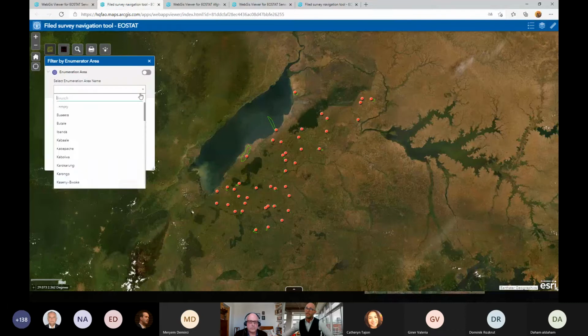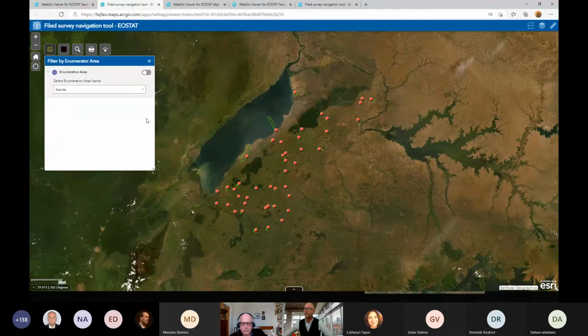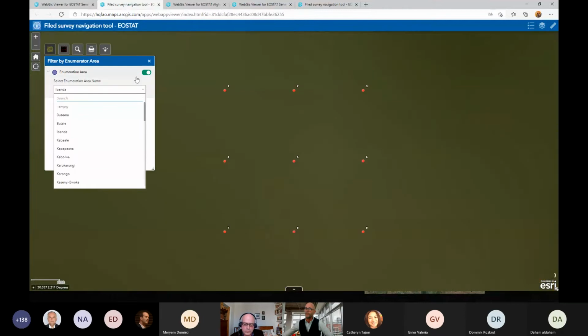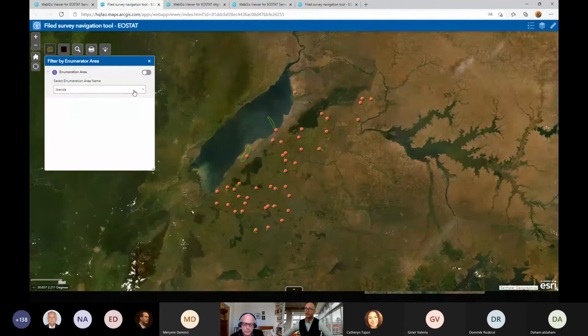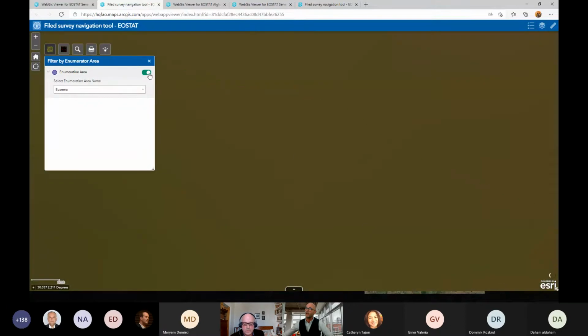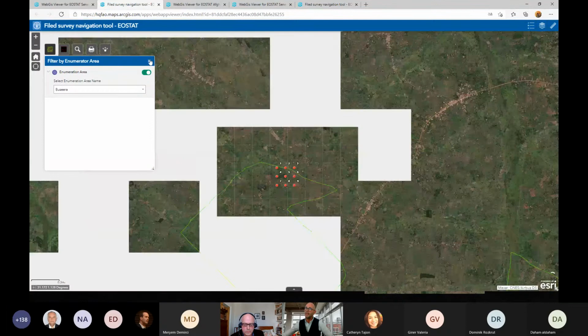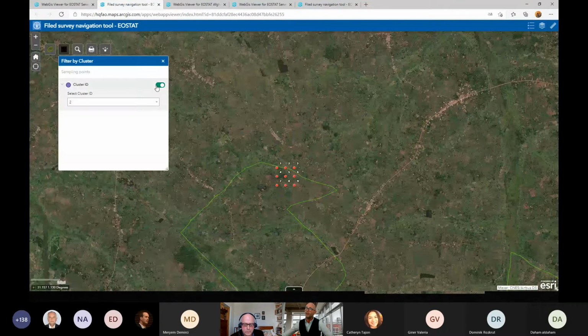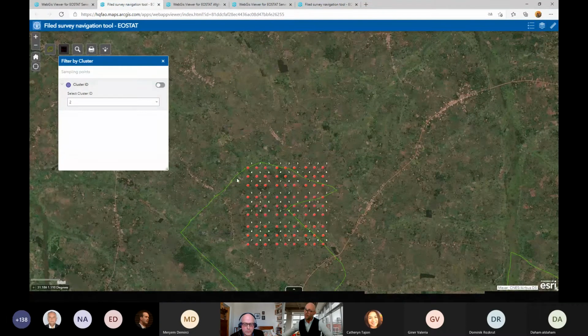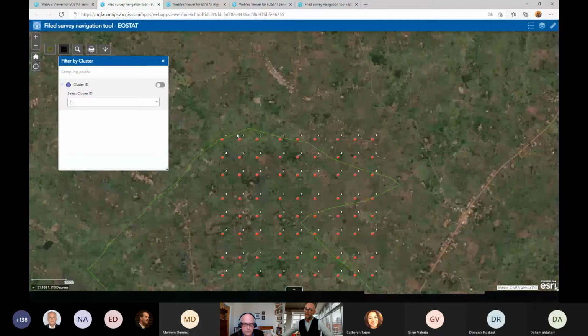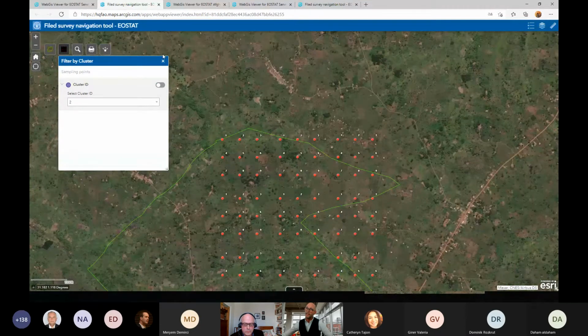And if we just select one of the enumeration areas, like any of those, you can see that, sorry. For each enumeration area, we have nine clusters. Each cluster is composed of nine points, which are one kilometer distance from each other.